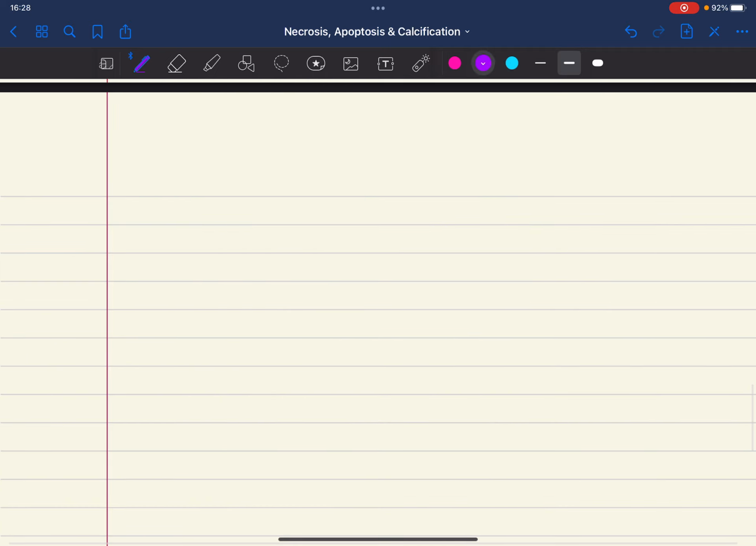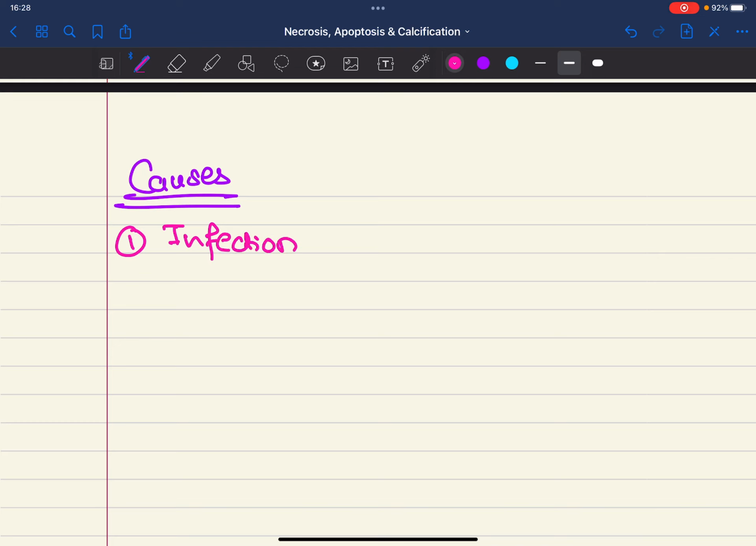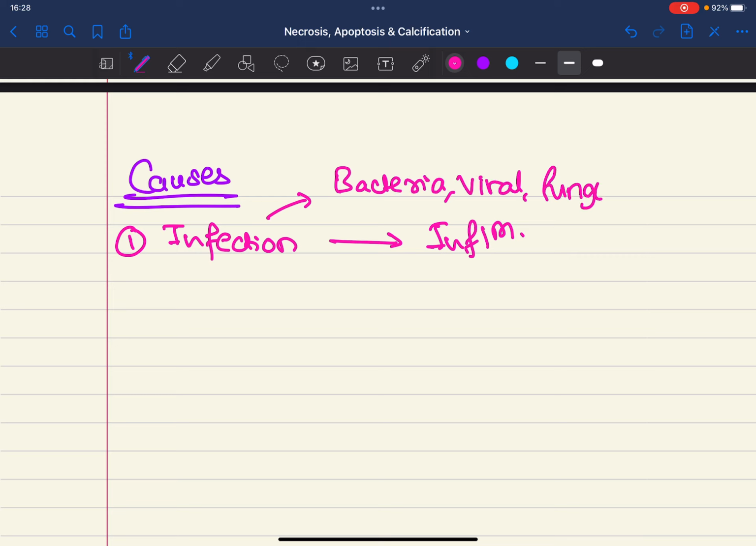Now we'll talk about the causes of inflammation. We're talking about acute inflammation. See, it might be infection. Infection and inflammation are different things. Infection may lead to inflammation. Infection may be due to microbes, for example bacteria, viruses, fungus, maybe anything. So the first is infection.